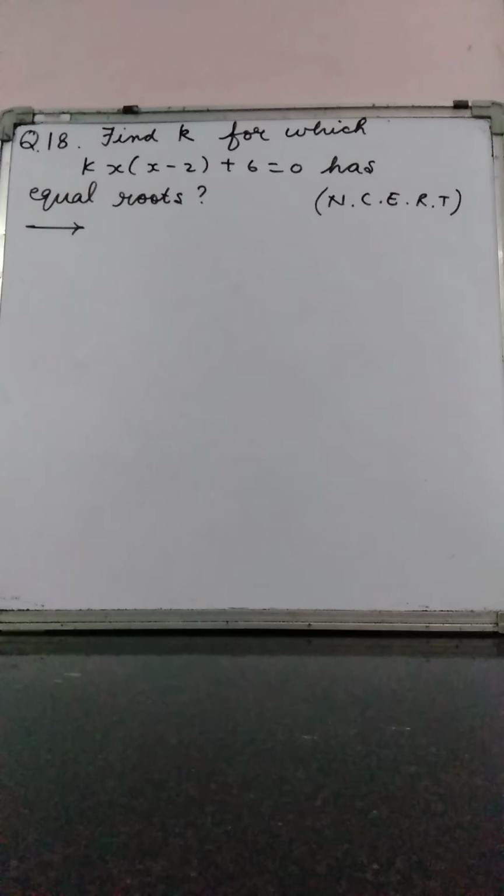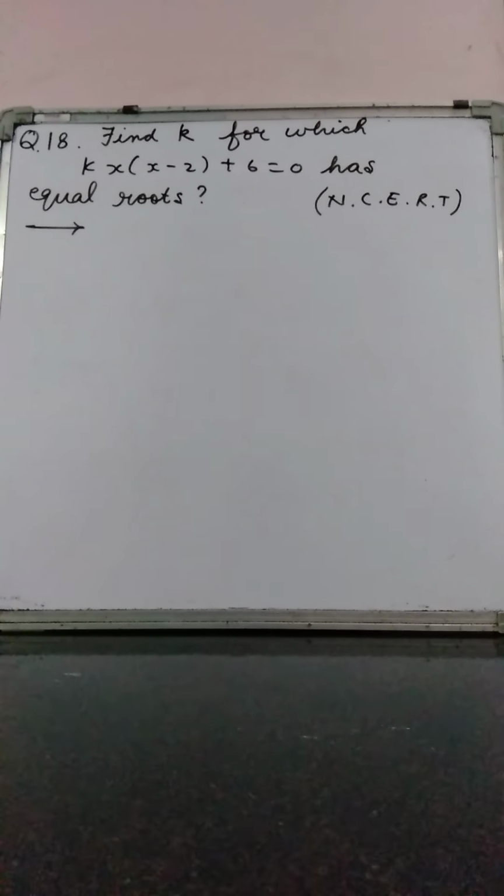Now the question is find k for which this equation has equal roots. First of all multiply it. kx square minus 2kx plus 6 is equal to 0. Then compare and write the values of a, b and c. For equal roots, the condition is b square is equal to 4ac.